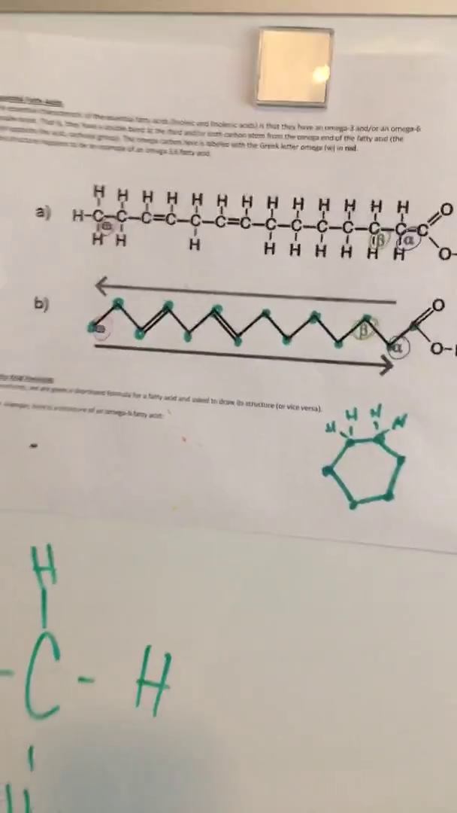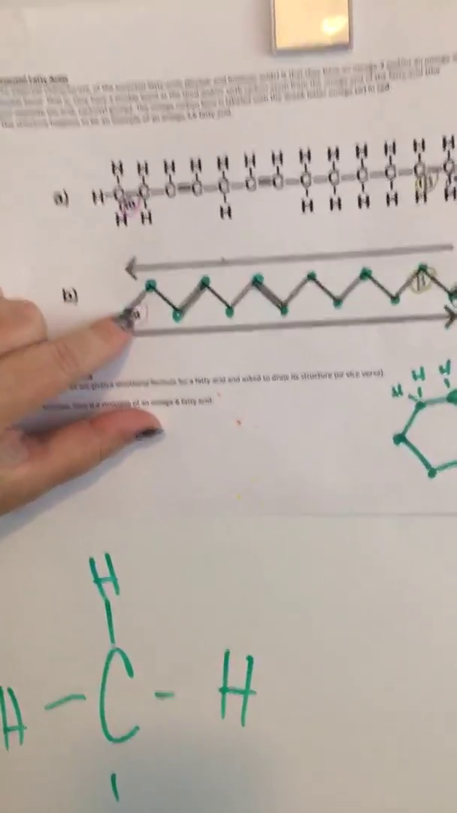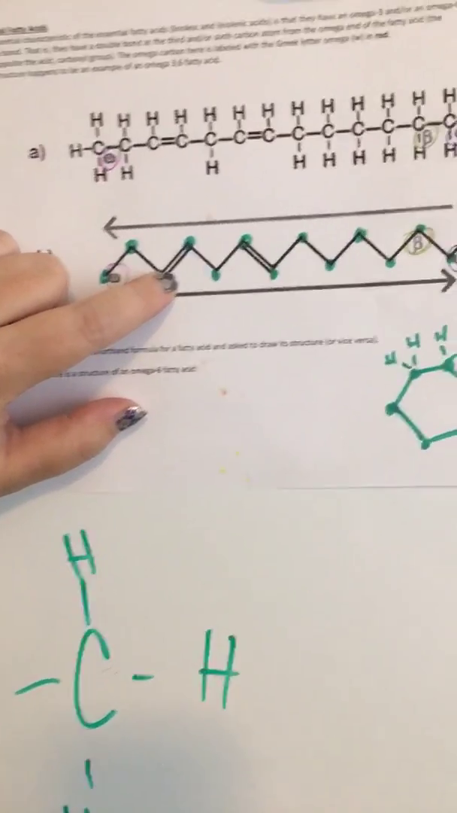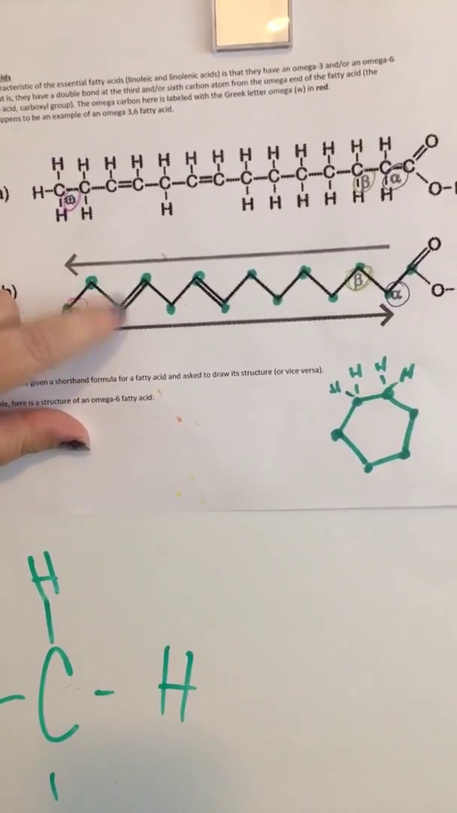All right. So this one would be, like I said, just make a squiggle line, and then the double bond would be where that omega, or the first double bond, is the omega 3 fatty acid.